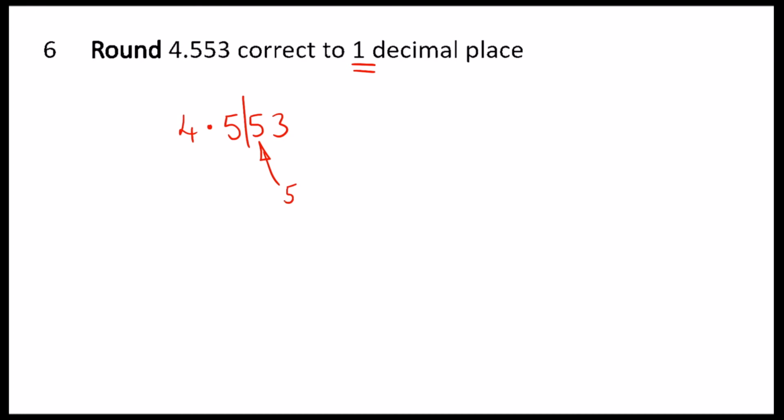We need to ask ourselves, is this 5 or more? So is it 5, 6, 7, 8 or 9? Because the answer is yes, I therefore need to round up and my answer becomes 4.6. However, if this number was a 0, 1, 2, 3 or 4, I would simply leave my answer as 4.5.